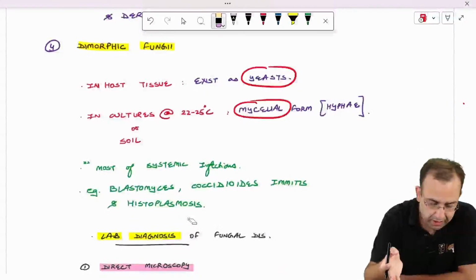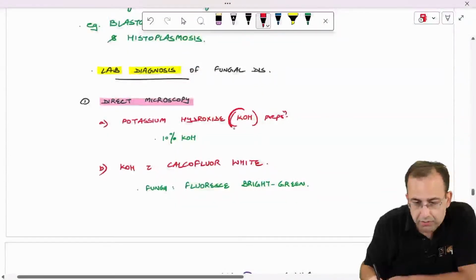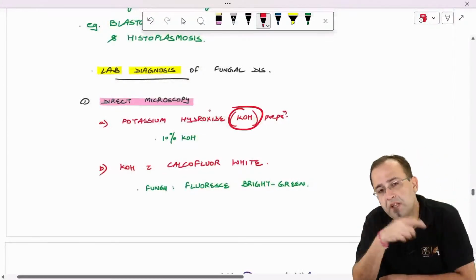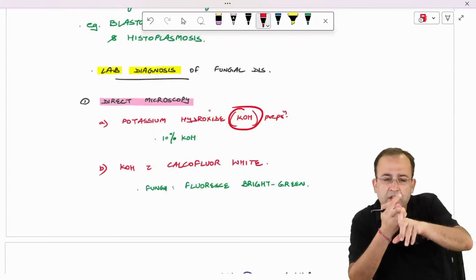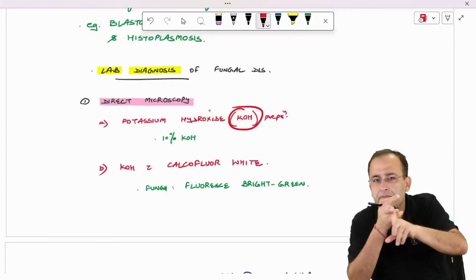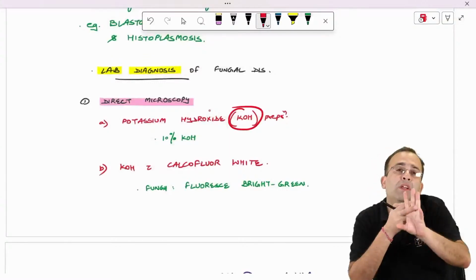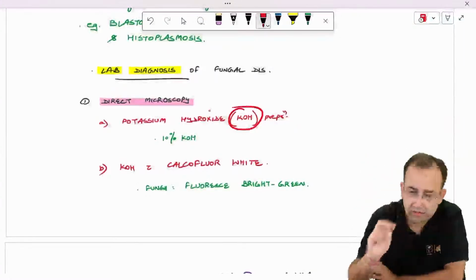Another recent PYQ is on the culture medium used. For direct microscopy, we use KOH, potassium hydroxide. This was a match the following question on culture media in the MBBS segment. Different culture media were given: H. pylori, Skirrow's medium; Loeffler's serum slope, Corynebacterium; and for fungi, 1% KOH is used.